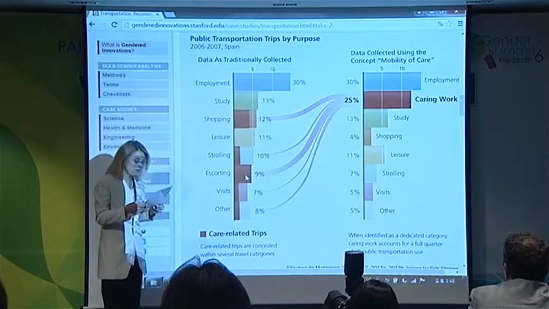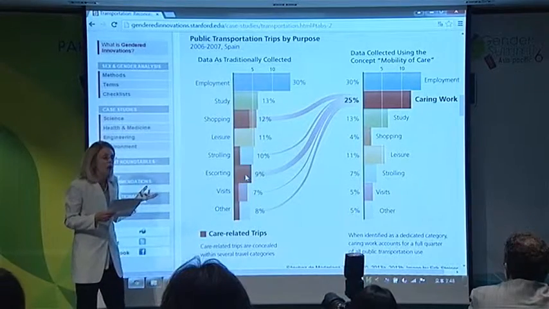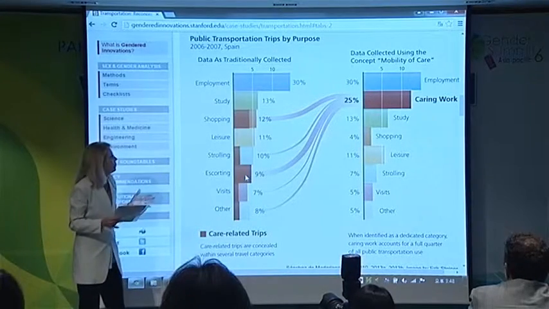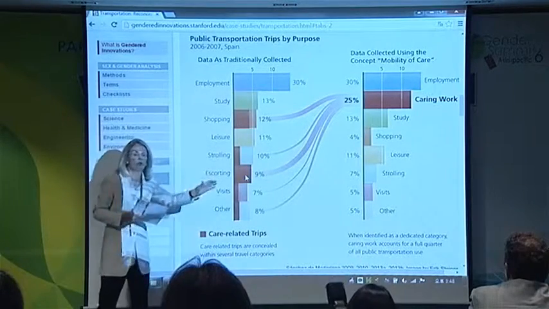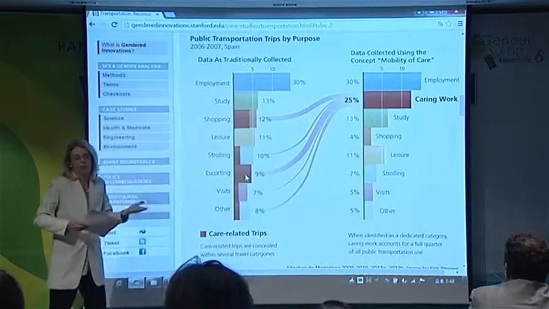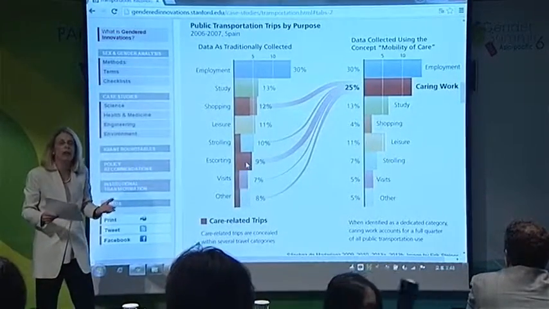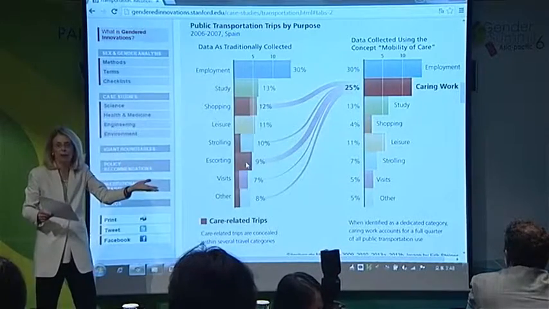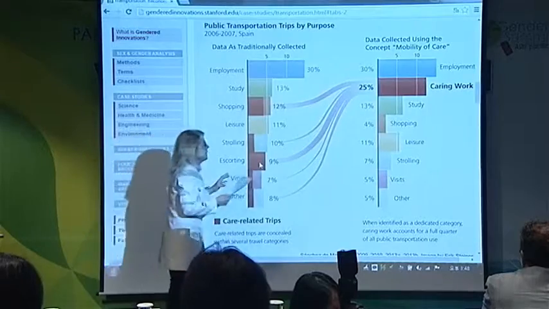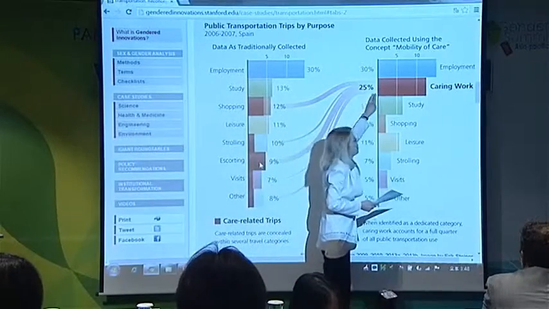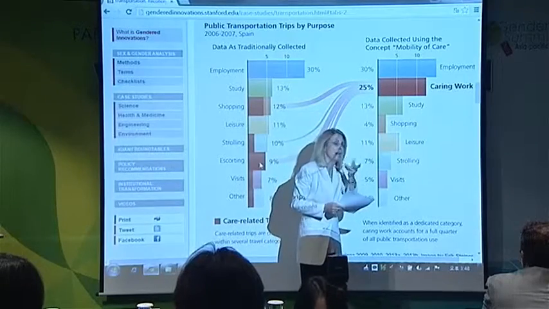Now the gendered innovation here is reconceptualizing how this data is collected. So if you're traveling for employment, for instance, you have a certain travel pattern that the buses or the subway want to optimize. You go from home to work and back again. That's your travel pattern. But we want to conceptualize the data to include caring work. This is a new idea. You're going to collect your data differently.